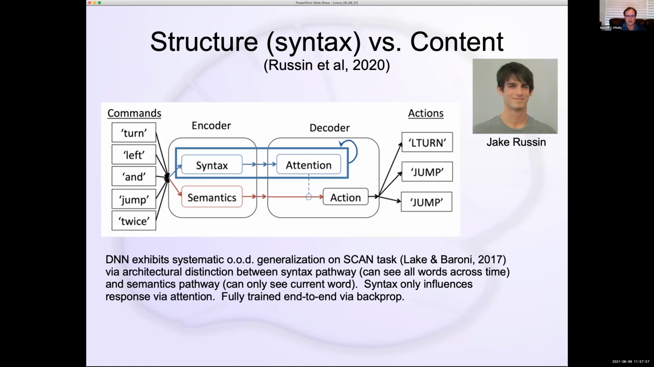My student, Jake Russin, has some really cool models looking at the emergence of this kind of structure versus content representations in the context of this SCAN task that has been held out as a test of compositional representations in these deep neural networks. And he showed that by including similar kinds of structural constraints between these two different pathways that are like the parietal lobe versus the temporal lobe, you could get really nice compositional generalization or out of domain generalization in this model.